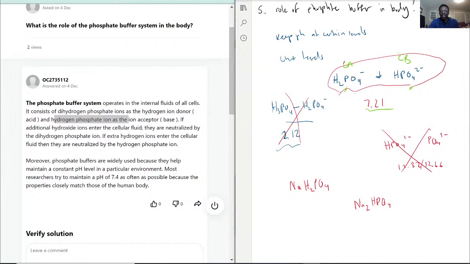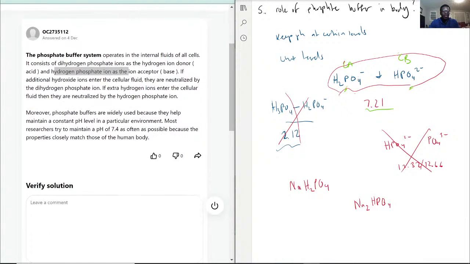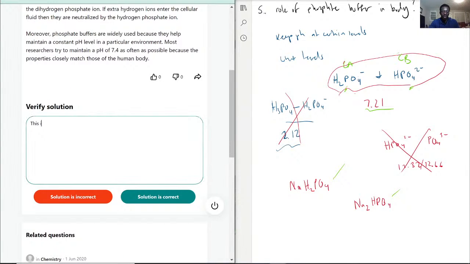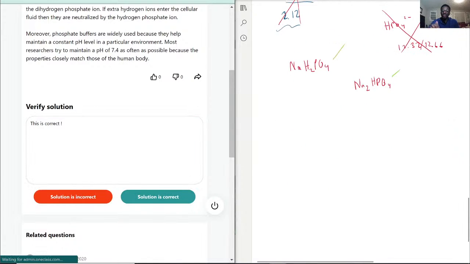and your body doesn't like that. It can only supplement so much in terms of phosphate buffer to keep your body around that pH, and you can overdo it, so please don't. So with that being said, phosphate buffers are widely used, and you can literally make them because they mimic the human body, which is what a lot of researchers want to do. So this is correct. Let's move on to the next question.